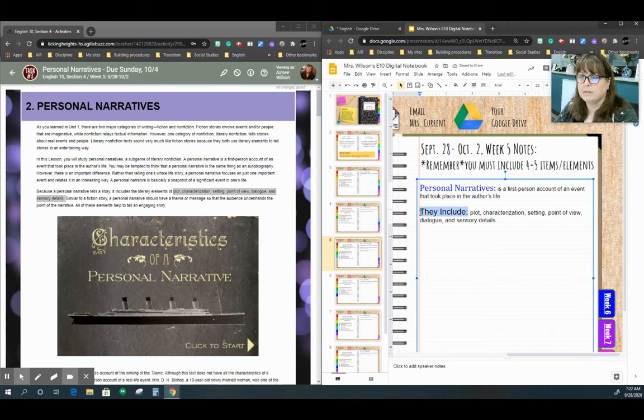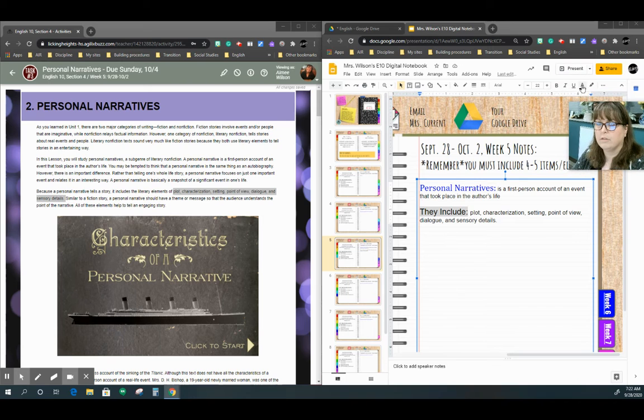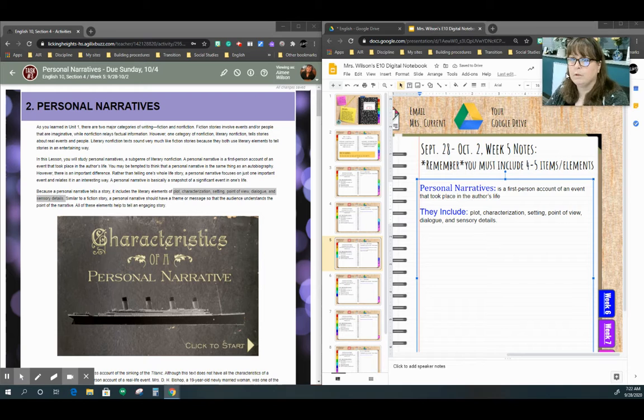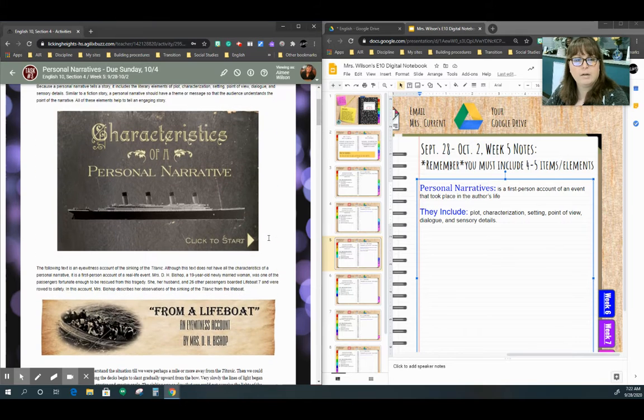I like making my stuff two-tone just so I know what is the definition and what are the important things I'm supposed to be looking at. So now we have two notes on our page. All right, so now we have the characteristics. Let's go through this short video and analyze it here. So click here to start.